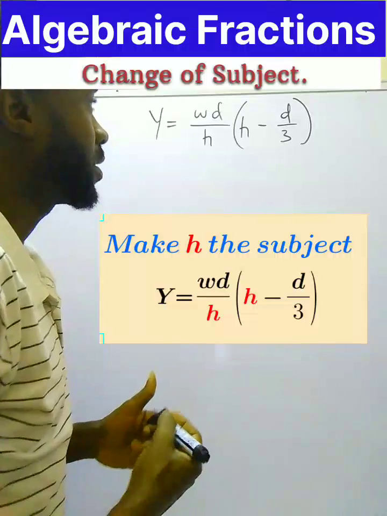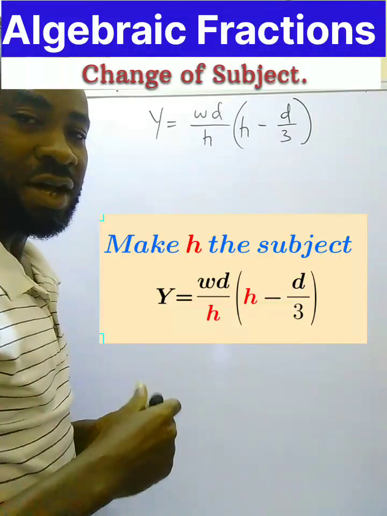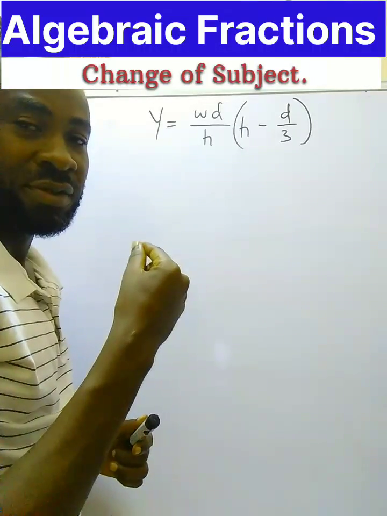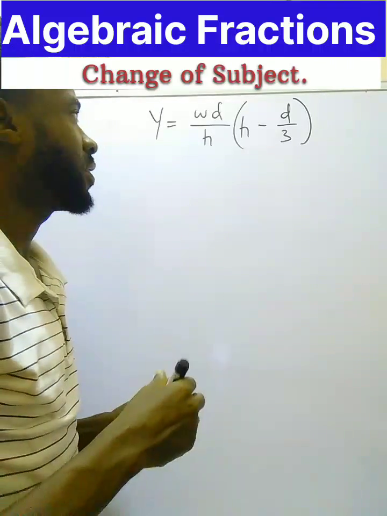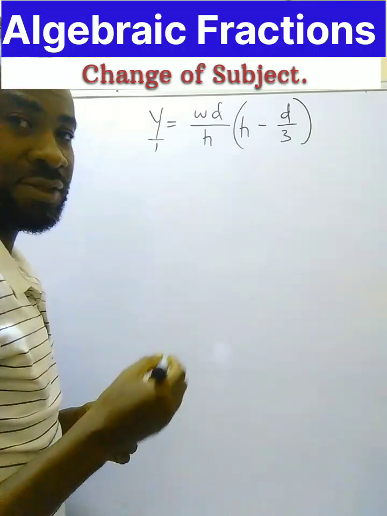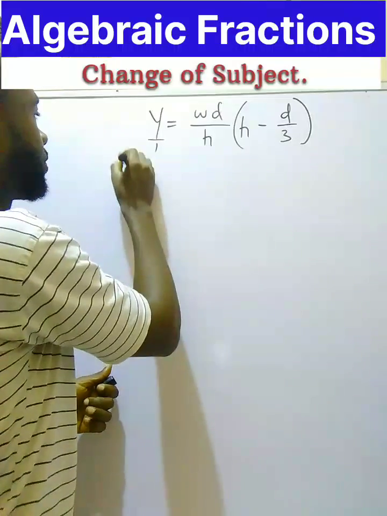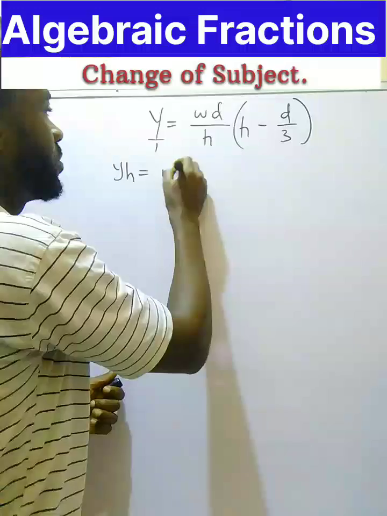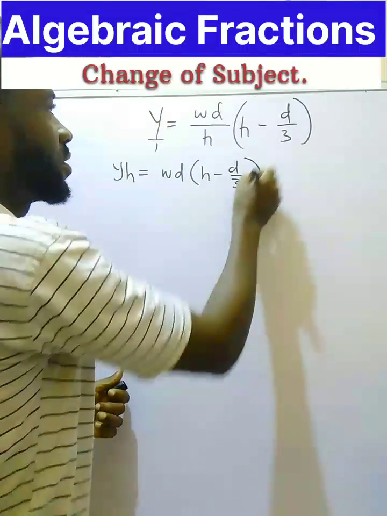Do you know why? Because we are having a fraction here, okay? And whenever you are having a fraction in an equation, the best way to get rid of that fraction is to cross multiply. Okay, so let's go. This, if I make this over 1, then I cross multiply. Y times h gives me yh, and then 1 times this gives me wd bracket h minus d over 3.